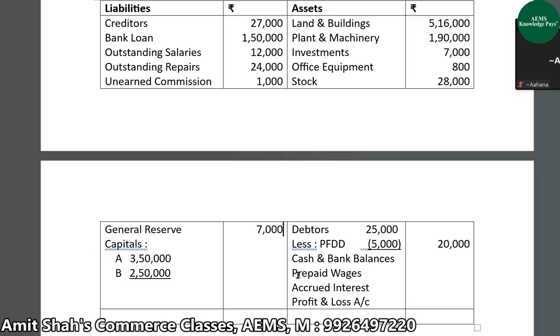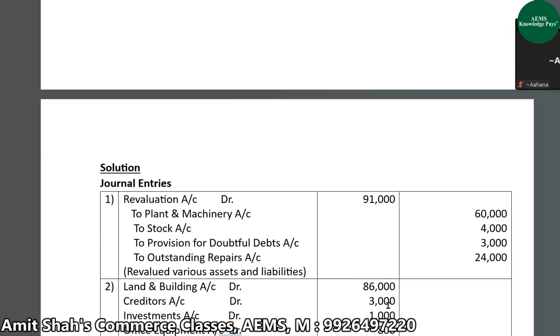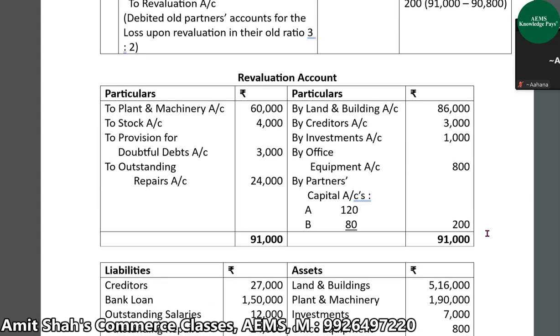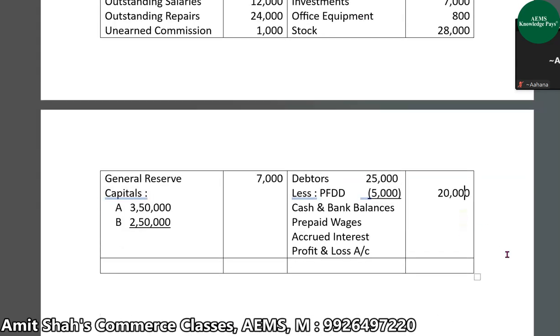Correct, guys? As far as prepaid wages and accrued interest are concerned, there is also no change. Neither is there any change in the P&L account. So these values will also remain the same, and that is 3,000, 2,800 and 2,200 respectively. So that value I am putting as they were earlier.